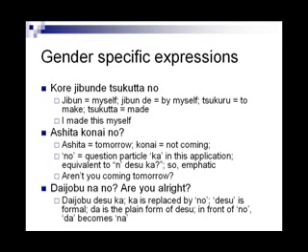Let us look at the second example. Ashita konai no. Ashita means tomorrow. Konai is the negative form of kuru and means not coming. No stands for the question particle ka in this application. It can be said to be the equivalent of no desu ka and hence a little more emphatic. The meaning is, aren't you coming tomorrow?